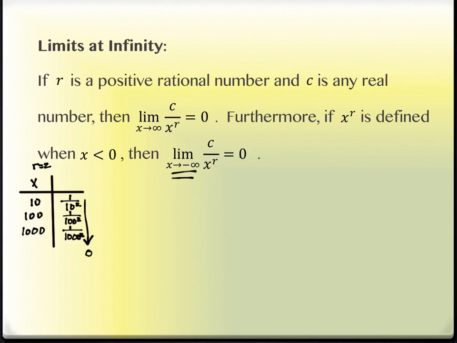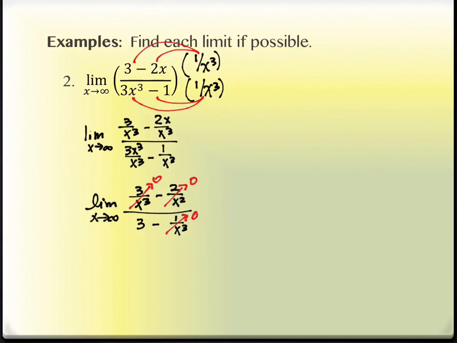If the limit as x approaches infinity of a constant over x to a power, then you will get 0. And the reason is because you're dividing by something that's infinitely larger and larger and larger, and you get infinitely smaller and smaller values. That's the reason. So we end up with the 0 on the top, the 3 on the bottom, and that limit is 0.